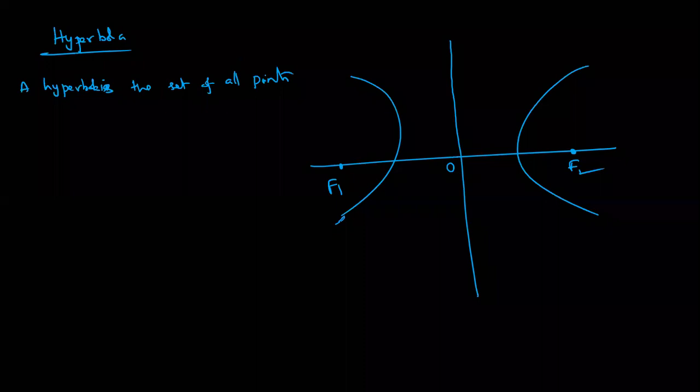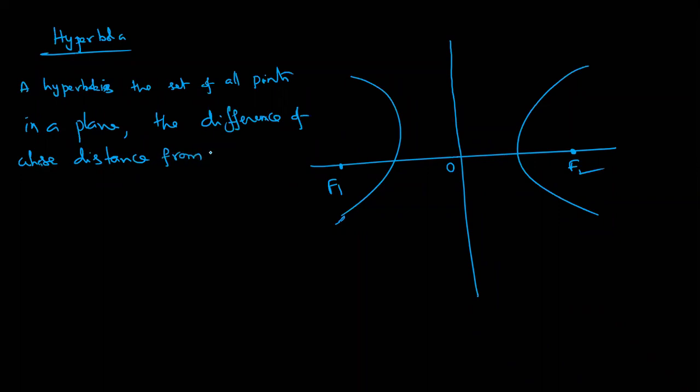Visible, okay. A hyperbola is a set of all points in a plane, so the difference of whose distances from two fixed points in the plane is a constant.